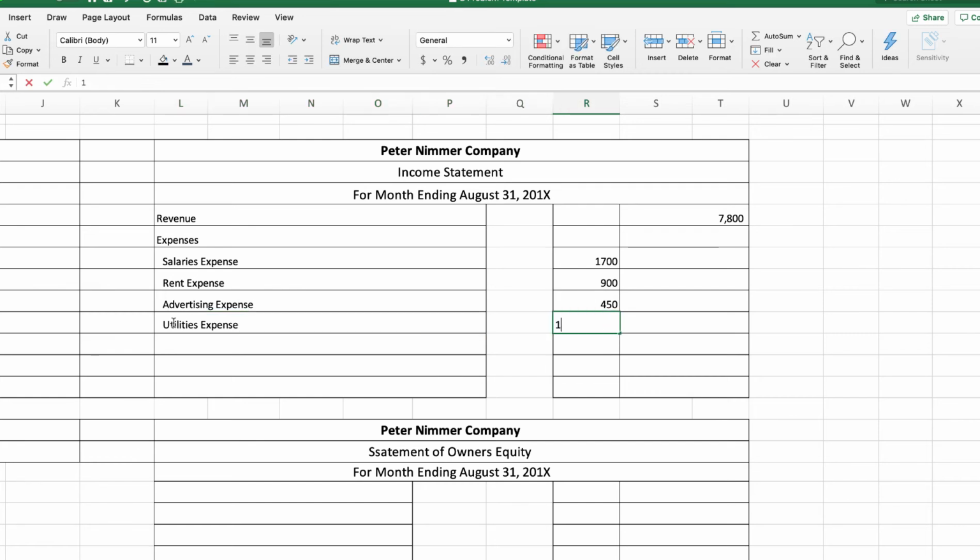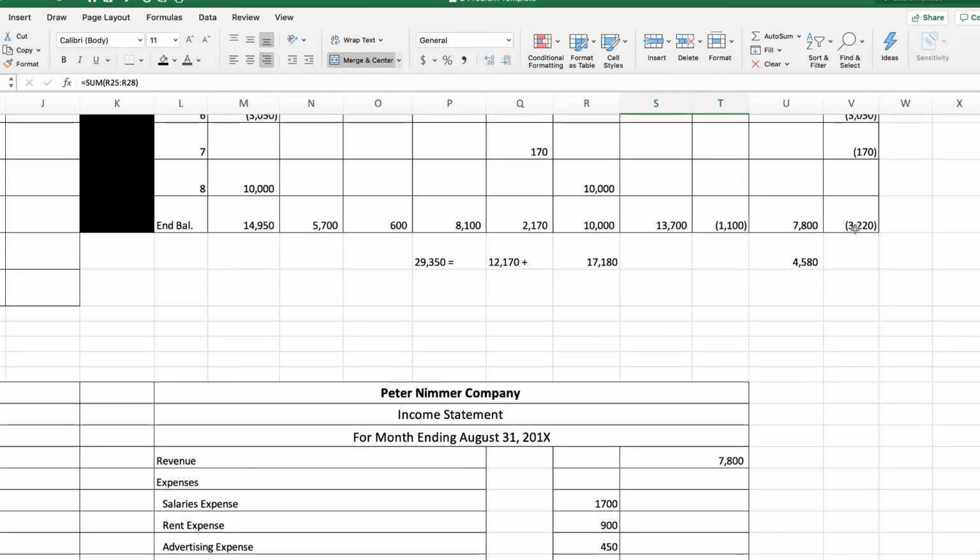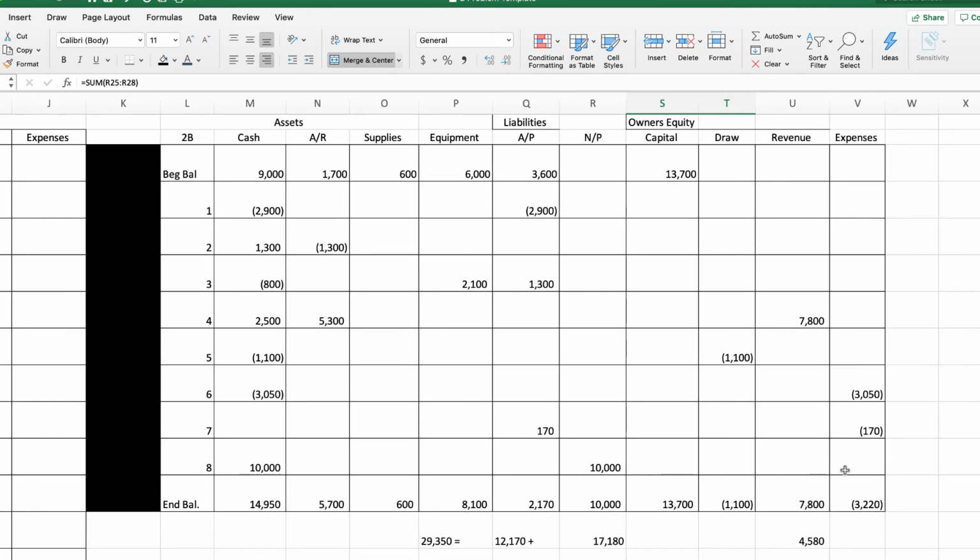Which was $170. Okay, so now what I want you to do is come down one more row, and you're going to indent twice, 1, 2, and we're going to say total expenses, and I'm going to add this little column up. I'm just going to auto sum it. Boom. So 322, right? Which incidentally are the expenses that I had, is the ending balance of the expense account.